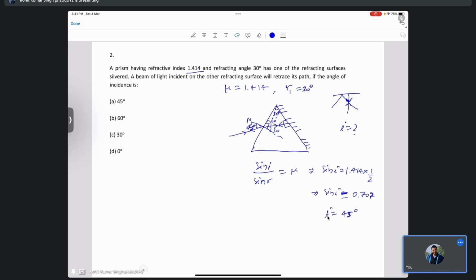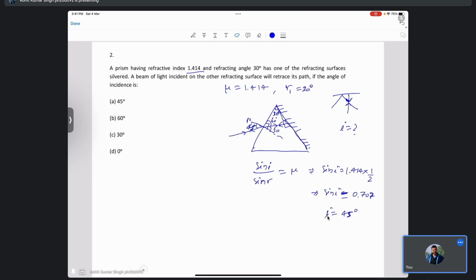Okay, so this was also a simple problem. Is everyone fine with it? Any doubts? I've just used Snell's law and common sense, like the retrace will only happen if it falls perpendicularly on this silvered surface. These two concepts were only needed.